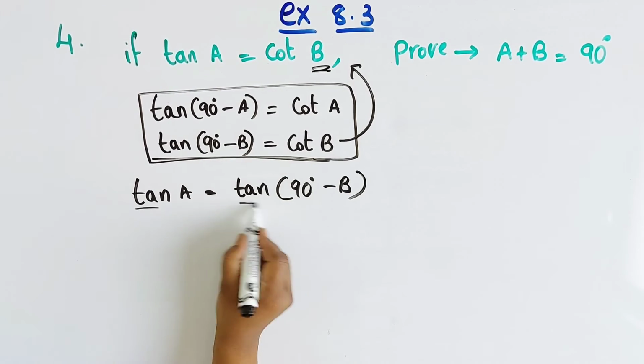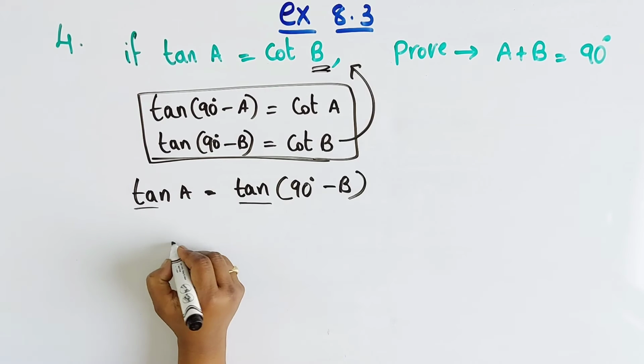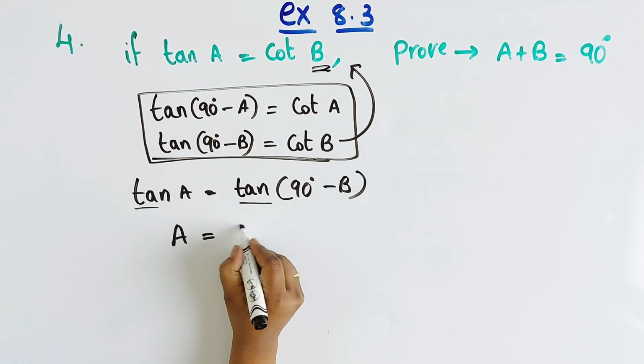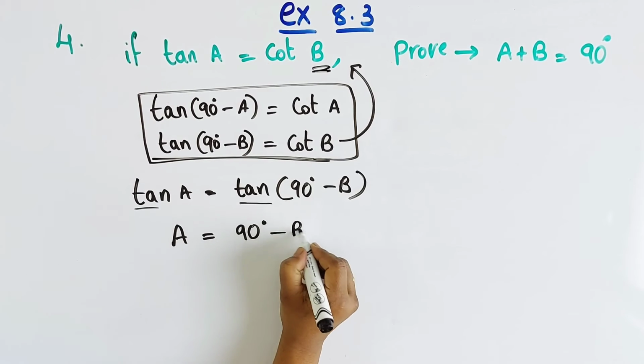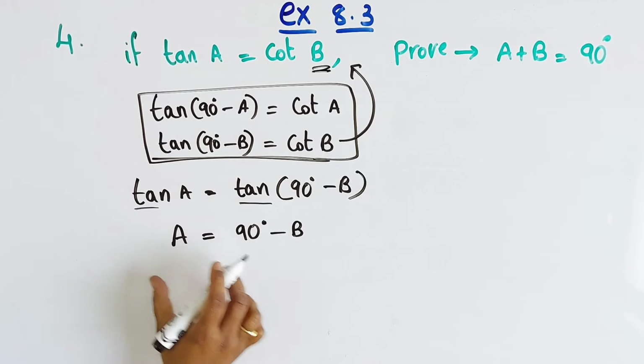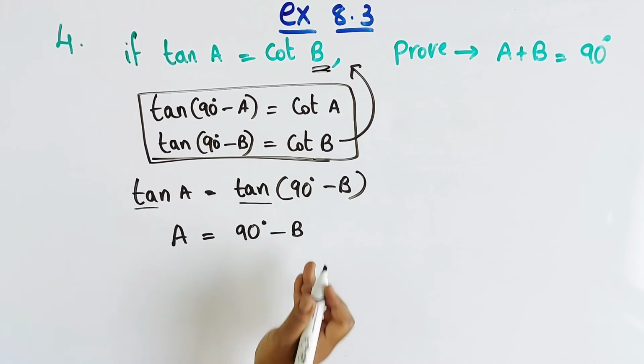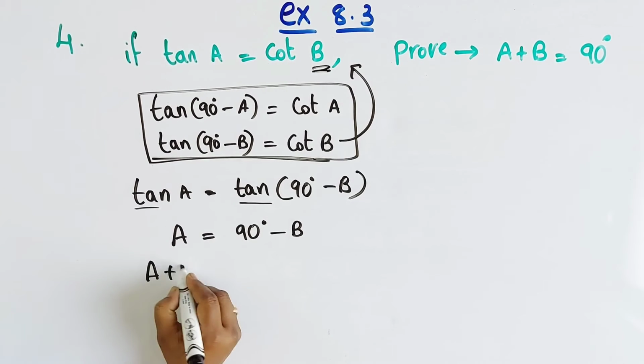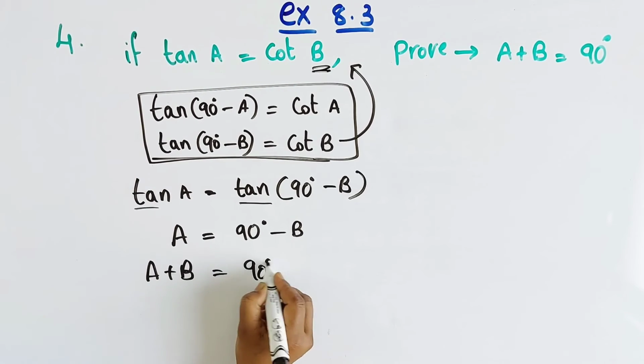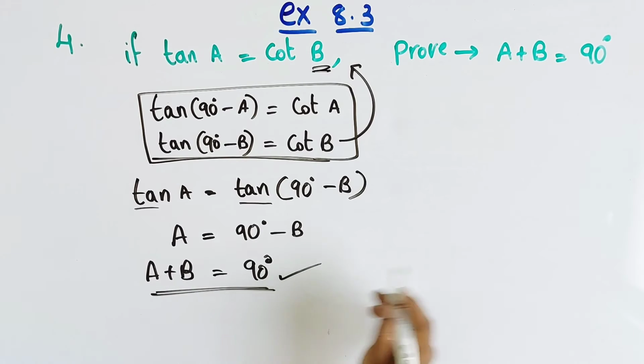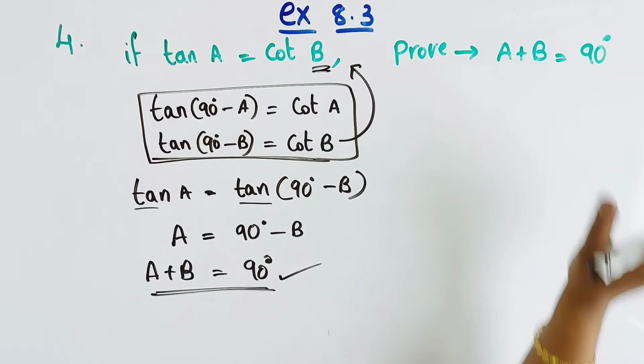Now see, here also tan, here also tan. Now a equals 90 minus b. Correct, children? So a equals 90 minus b here. Let's send b this side. a plus b equals 90 degrees. That's what we have to prove: a plus b equals 90 degrees.